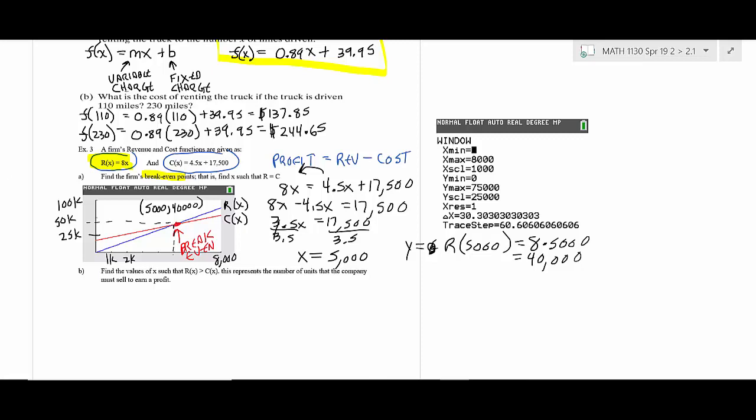And if you look at your graph, that looks right to me. All right, does that make sense? So that's just a special point where you're not profiting any, but you're not losing money either. Everything breaks even. That's why we call it that.